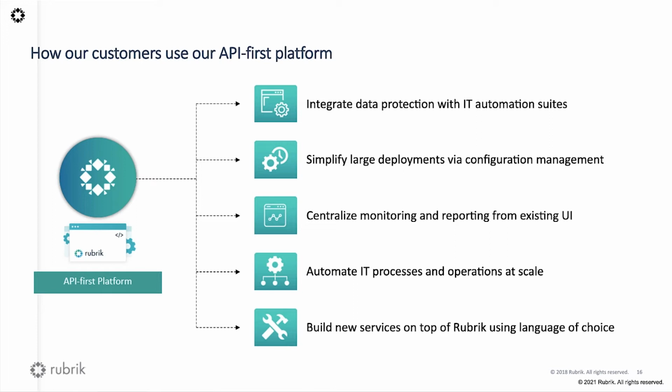But last year we had the Home Depot come and they talked about how they automated the complete process of deploying Rubrik Edge. Rubrik Edge is essentially our virtual appliance that we've built for those organizations that have a lot of remote offices that they need to protect.